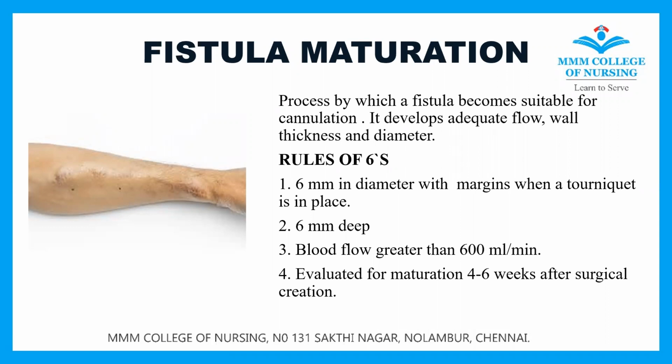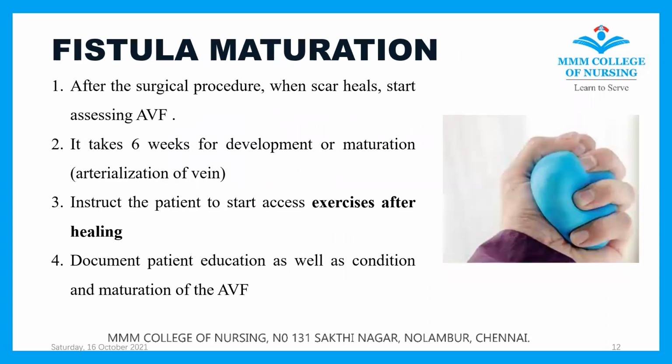This maturation can be assessed by the rule of 6. That's 6 millimeter in diameter with a tourniquet in place, and it will be 6 millimeter deep. Blood flow will be greater than 600 ml per minute. And it can be evaluated between 4 and 6 weeks after the surgical creation of the fistula.